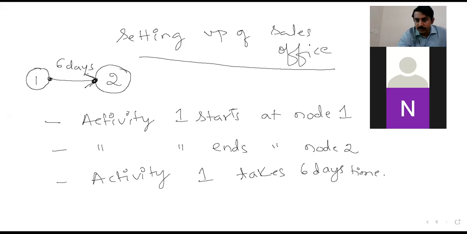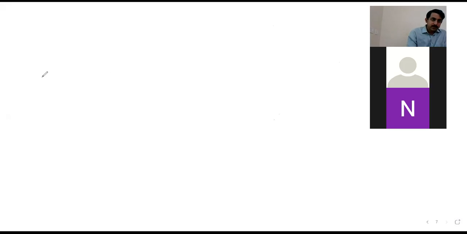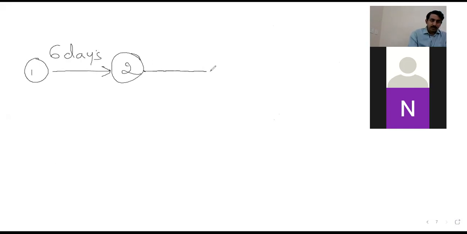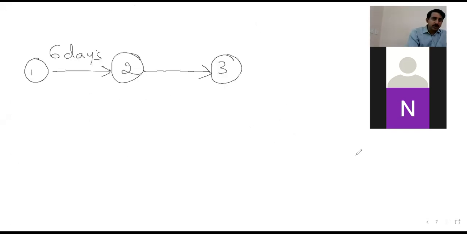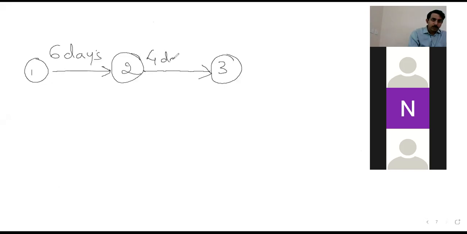Okay, so we'll just go for the next. Yes, 1-2 was done. Activity 1 took 6 days of time. So once setting up of office is over, next activity is hiring of the salesman. So it was 2-3. And how many days did hiring of salesman take? 4 days, correct, 4 days, right? So it is mentioned in the question. It is taking 4 days of time. That's right. Is it right?